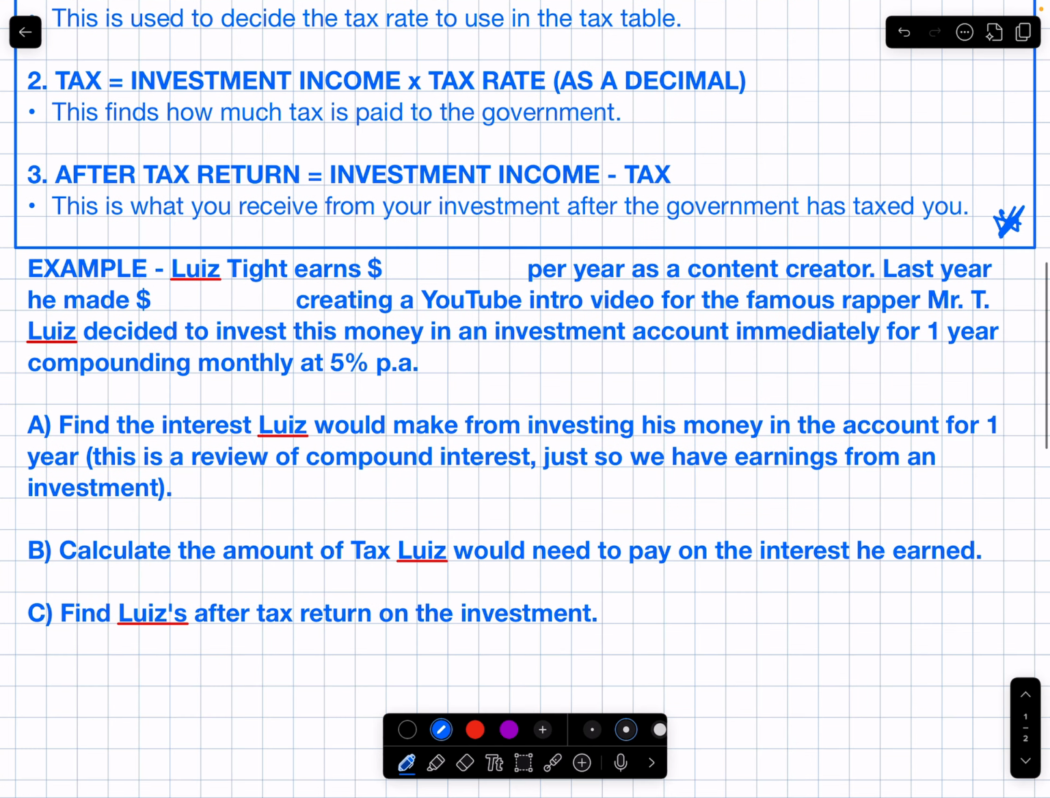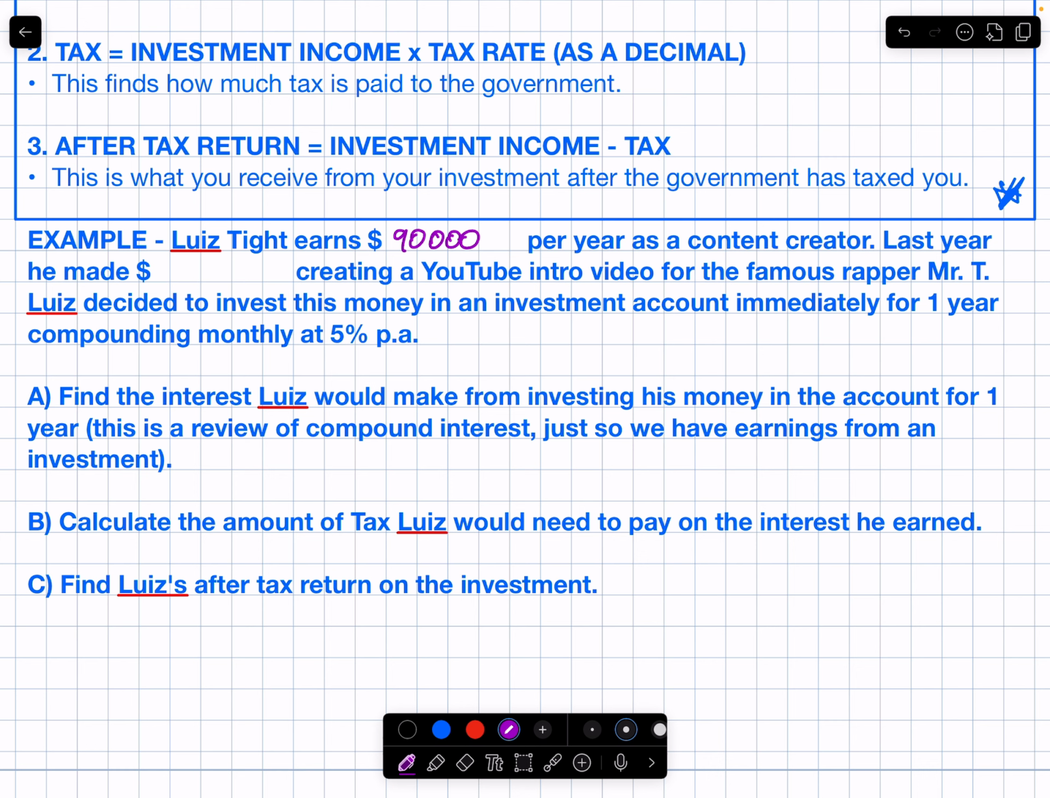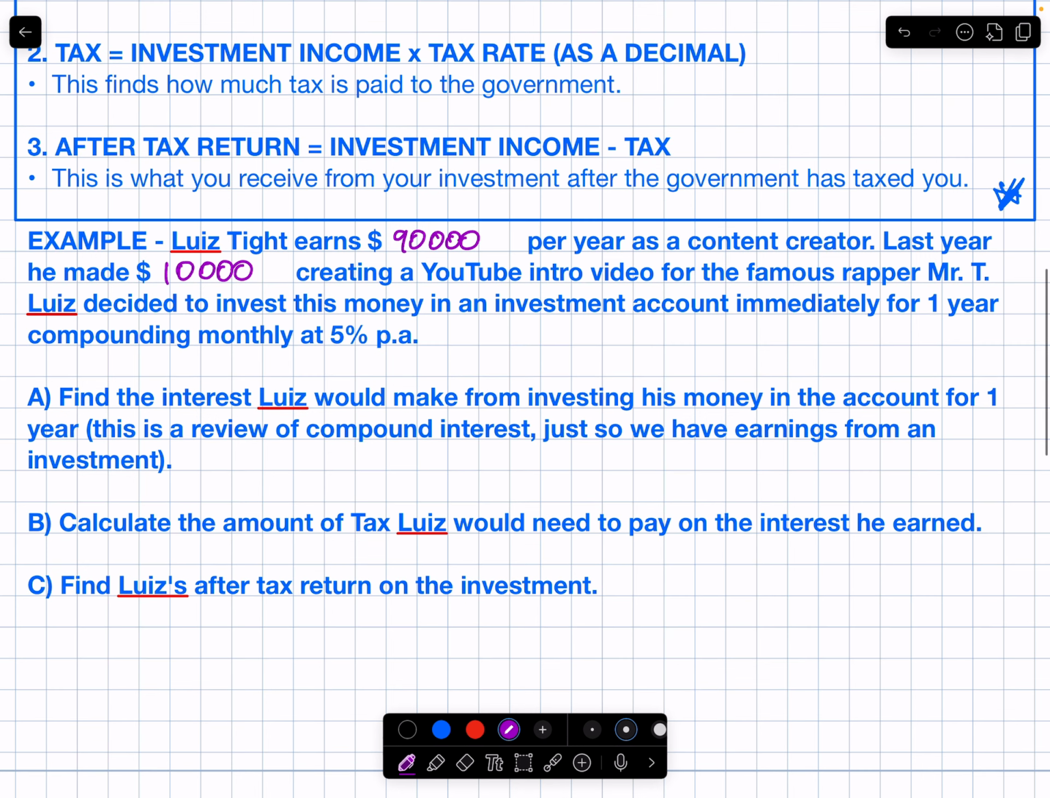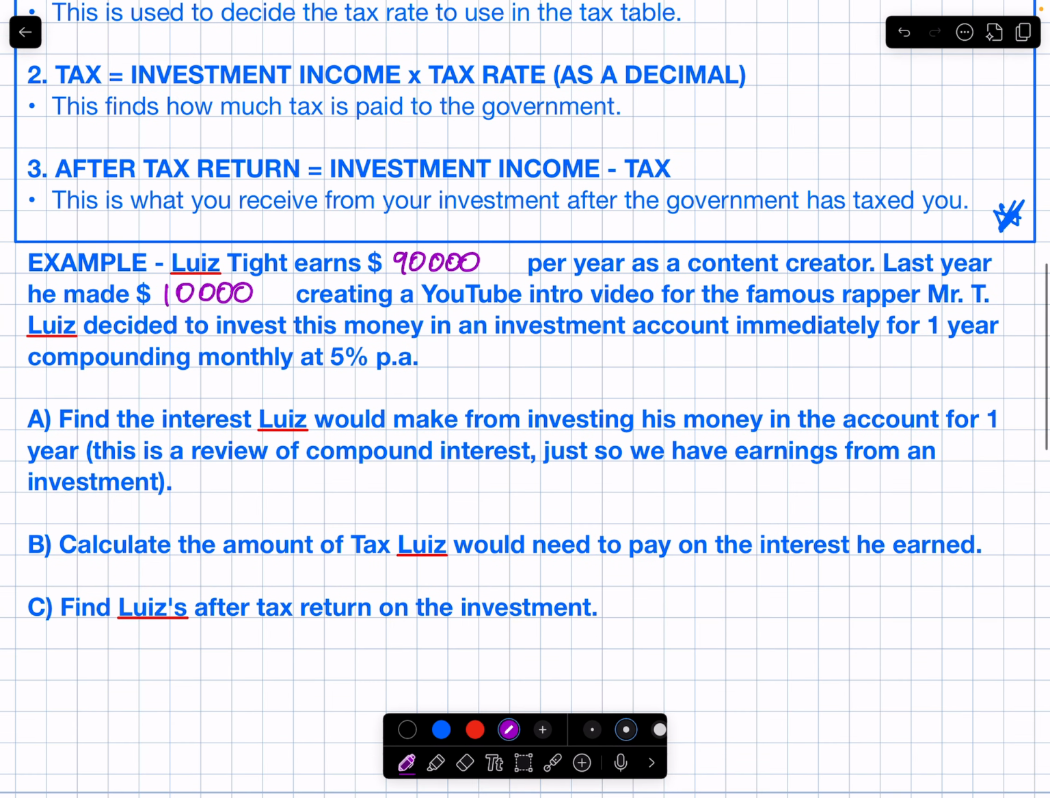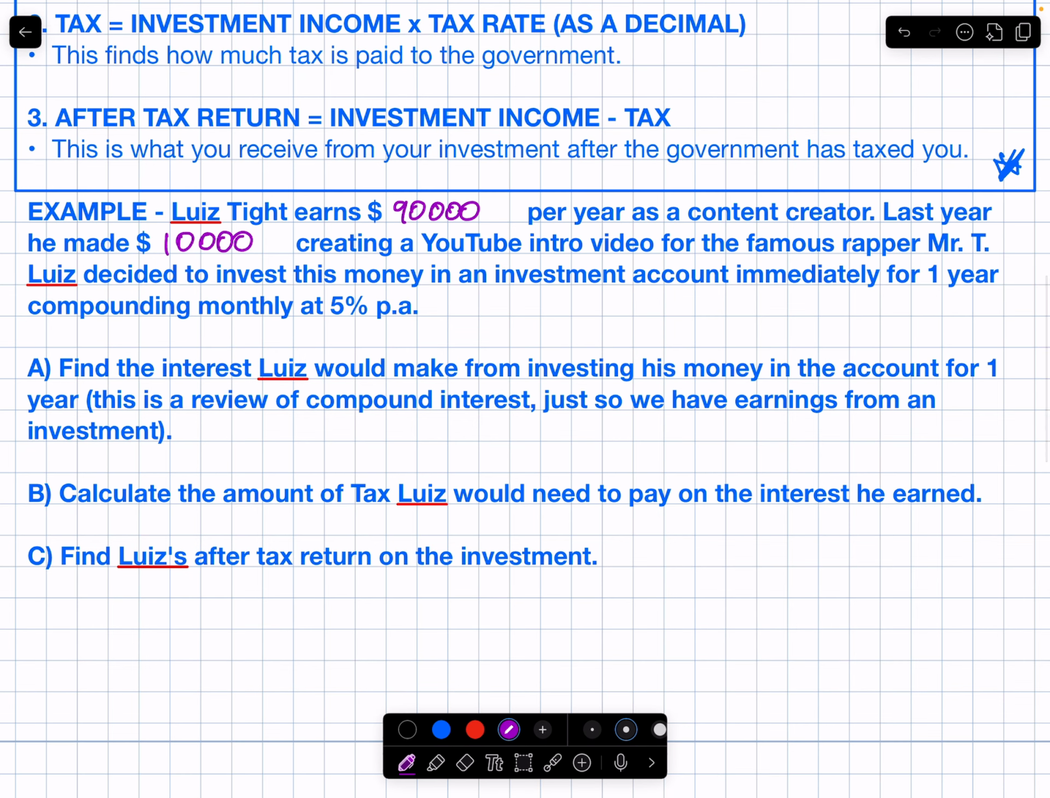Let's do the example. So our little Mexican friend here, Luis Tite, earns, how much does he earn? Let's say he earns $90,000 per year as a content creator. Last year he made, let's say 10 grand, creating a YouTube intro video for the famous rapper Mr. Twazon. Luis decided to invest this money in an investment account immediately. So he got that 10 grand, he's putting it into an investment account immediately for 1 year, compounding monthly at 5% per annum.